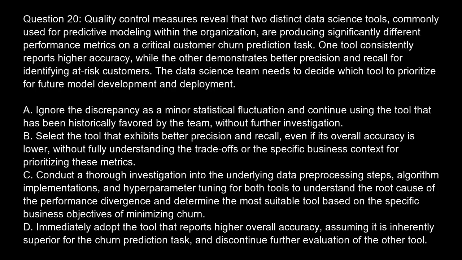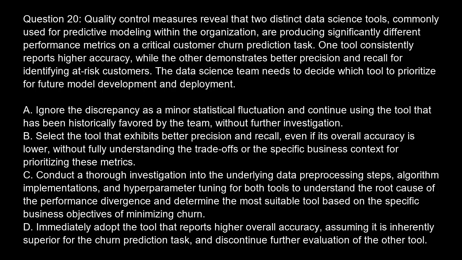Option A. Ignore the discrepancy as a minor statistical fluctuation and continue using the tool that has been historically favored by the team without further investigation. Option B. Select the tool that exhibits better precision and recall, even if its overall accuracy is lower, without fully understanding the trade-offs or the specific business context for prioritizing these metrics.